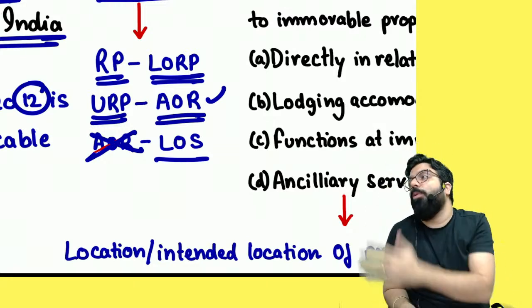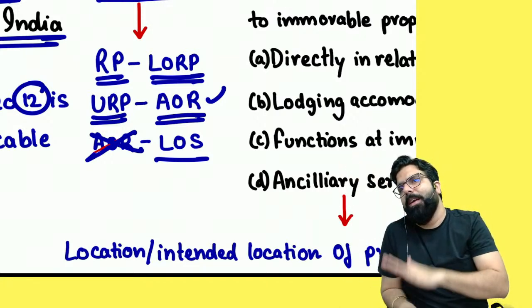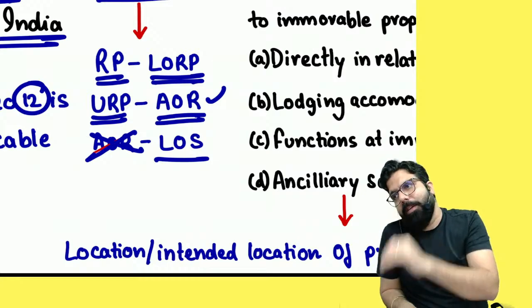You are an unregistered person. What to do? I am here, you are here. I'll think you are also here. I'll charge you CGST, and place of supply will be what? Karnataka. Is my point clear to all?